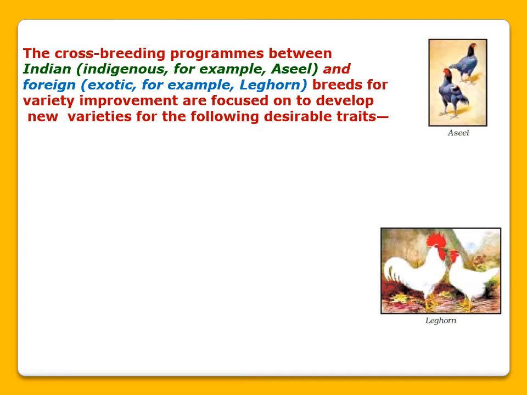The cross breeding programs between Indian and foreign breeds for variety improvement are focused on to develop new varieties with desirable traits. The Indian breed is Aseel, while the foreign breed is Leghorn. So the crossbreeding of both breeds, Indian and foreign, gives better results, and the quality of the crossbreed generation is in the number and quality of the chicks. Okay, so mixed breeding is better in this way.